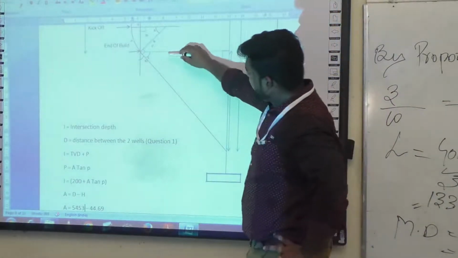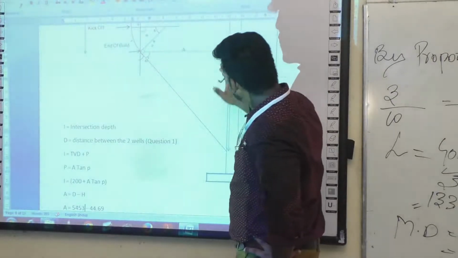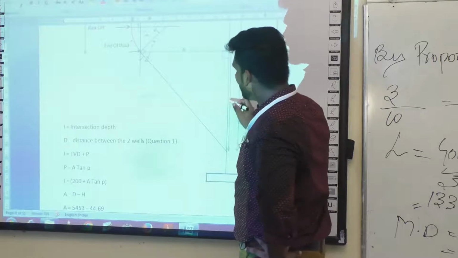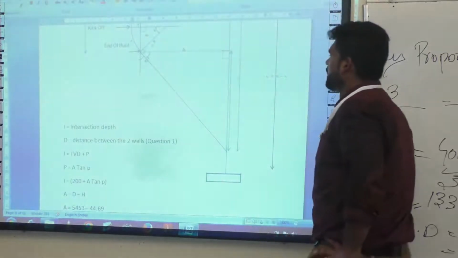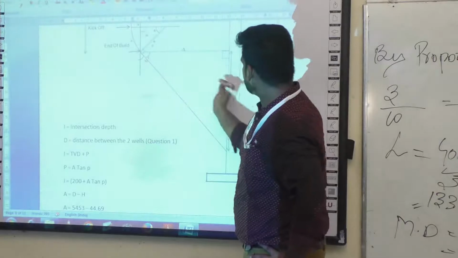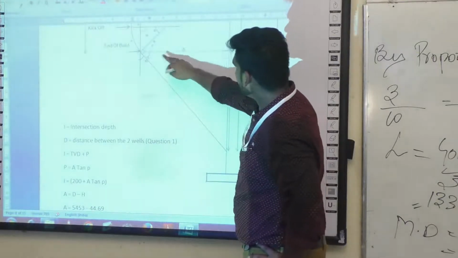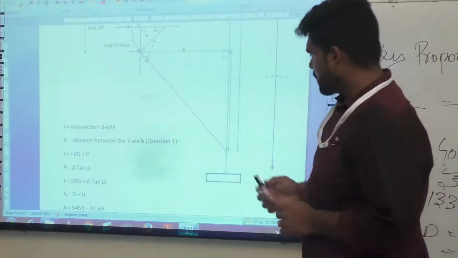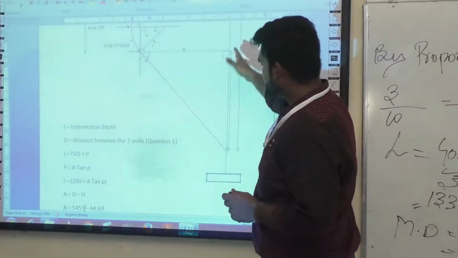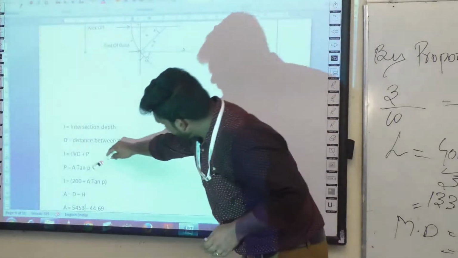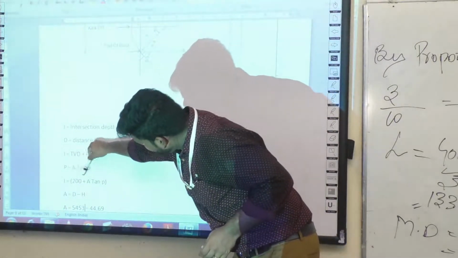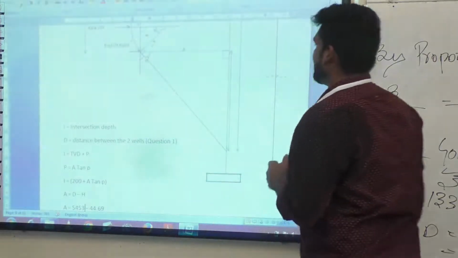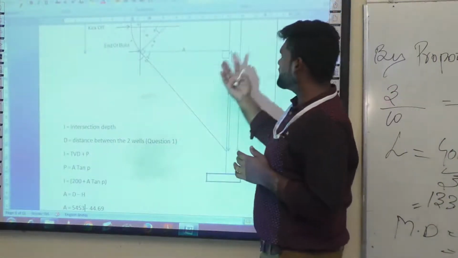So tan P is equal to P by H, that is opposite by adjacent, right? So P is equal to A tan P. Okay. So this P is equal to A into tan P. So what is I now? I is equal to 200 plus this P. Here I can substitute that value for P now, A into tan P. So what is A now? A is equal to D minus H.